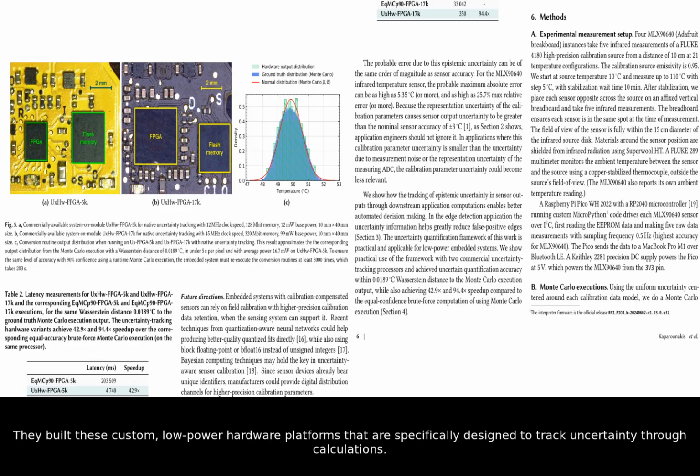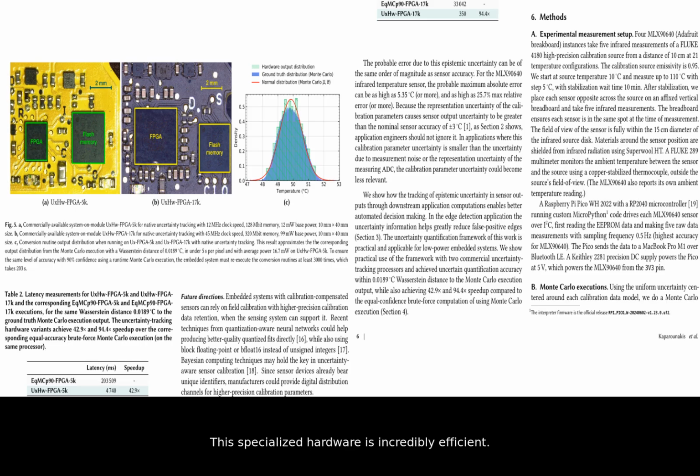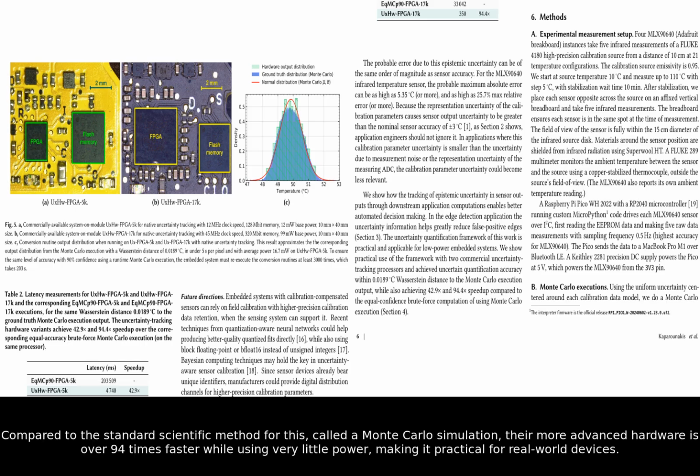They built these custom, low-power hardware platforms that are specifically designed to track uncertainty through calculations. This specialized hardware is incredibly efficient. Compared to the standard scientific method for this, called a Monte Carlo simulation, their more advanced hardware is over 94 times faster while using very little power, making it practical for real-world devices.